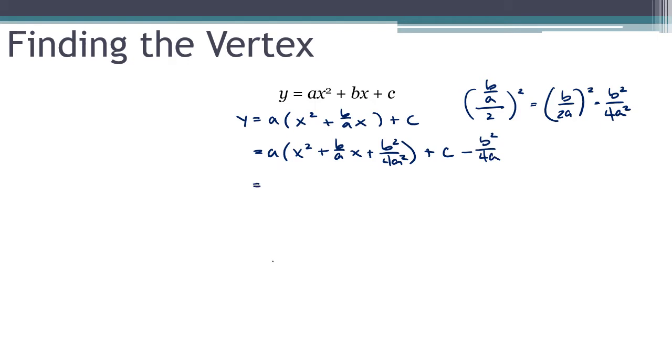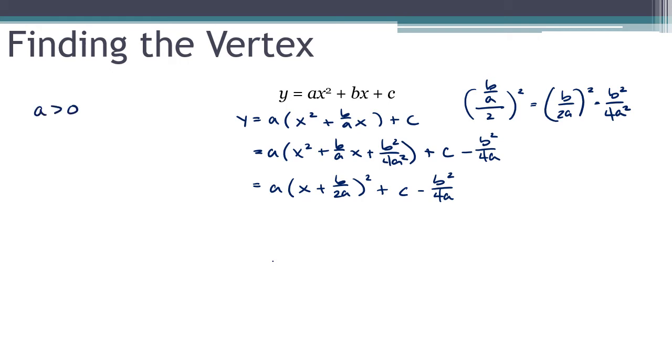Now I can factor this thing. This is a times x plus b over 2a squared plus this weird thing at the end, c minus b squared over 4a. Okay, good. Now, here's where I get my formula from, right? Remember what I am trying to do, right? I'm trying to find the vertex of this thing. Let's assume, for the sake of argument, that a is greater than 0.